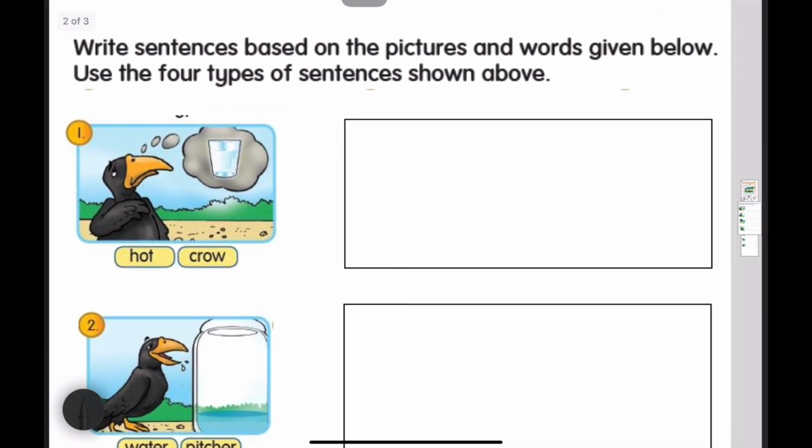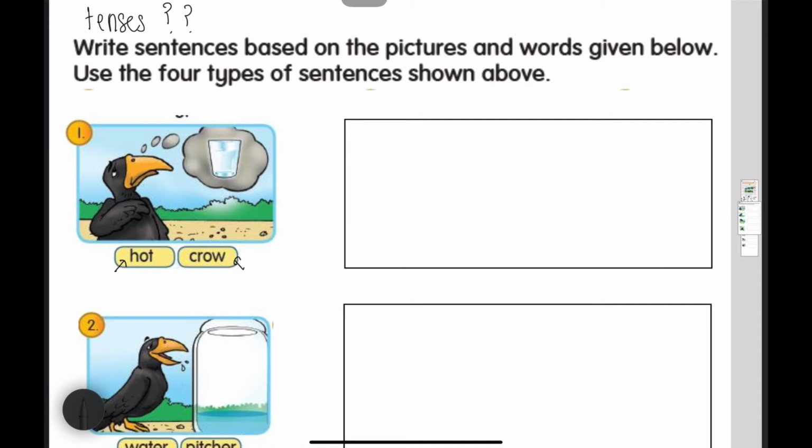Remember, before you do anything, before you start your writing, please check your tenses. Is it in past tense or present tense? And then after you have finished identifying which tense you are going to use, please look at the words. You see the words in the yellow box like this.